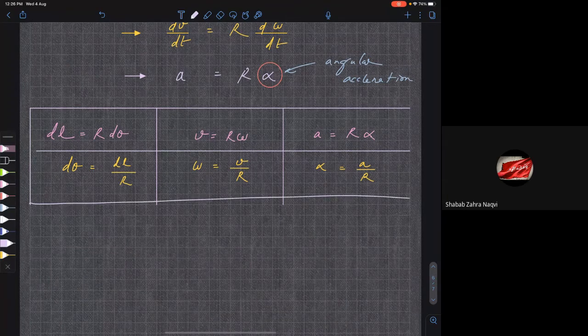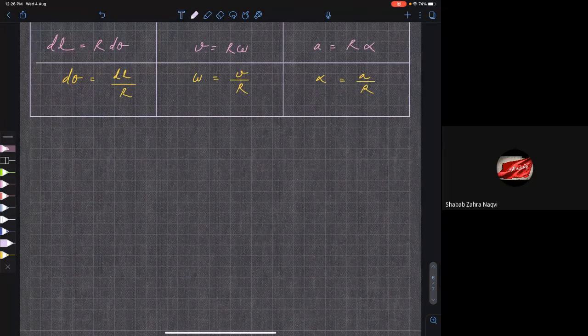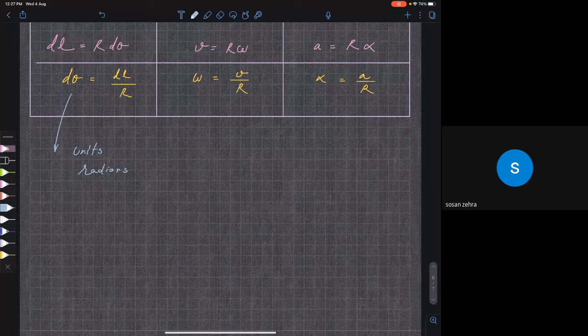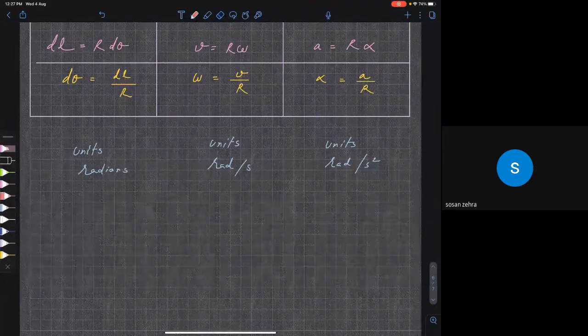Tell me, what are the units of d theta? The radian. What are the units of omega? Radians per second. What are the units of alpha? Radians per second square. Clear? So these are the units which you have to remember.